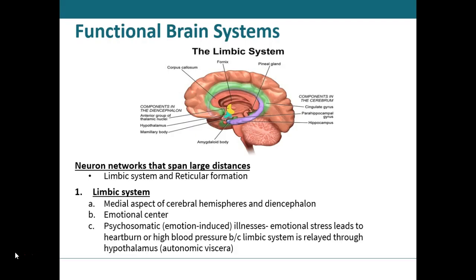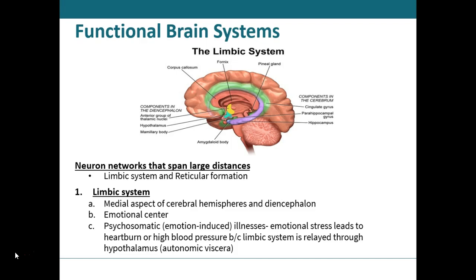And before we move into the cerebral cortex, let's look at a couple of functional brain systems. These are neuronal networks that span large distances within the brain. In this image you can see a sagittal section of the brain, and most of the colored area that you see here is going to be a part of the limbic system. So we'll look just briefly at the limbic system and then the reticular activating system.